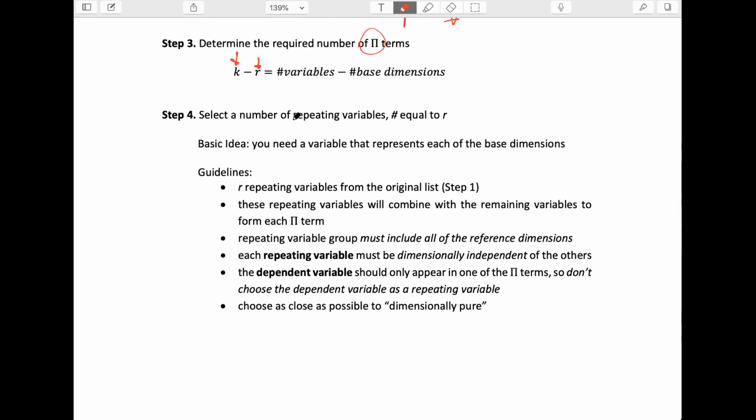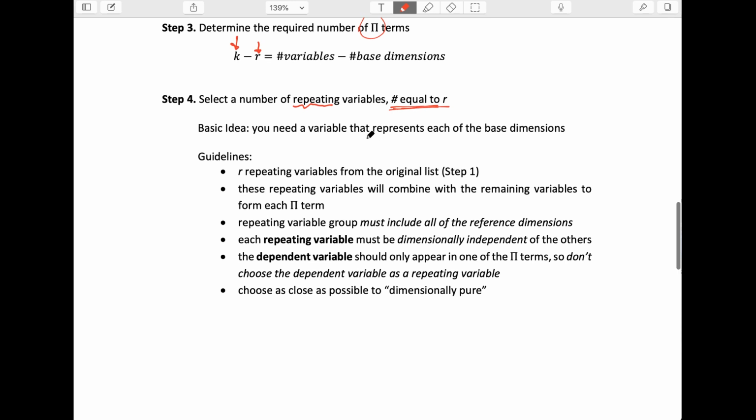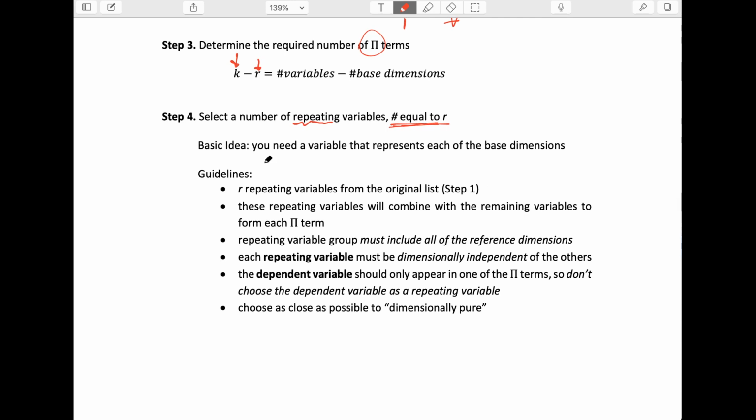First thing we're going to do is pick a set of repeating variables. How many? Well, however many base dimensions we used. So probably 2 or 3. Okay, but there's a couple of caveats to this. First off, the idea is we basically want to pick a representative variable for each of our base dimensions. And so we need a variable that comes from the original list. It needs to combine with all the leftover variables in that list to form the pi terms. That's kind of what we're up to.